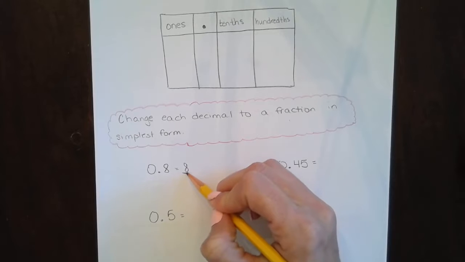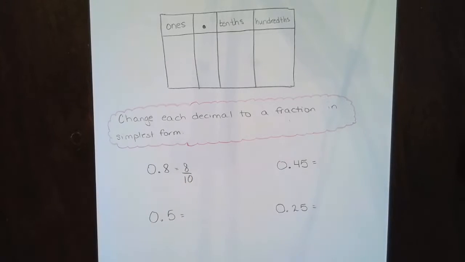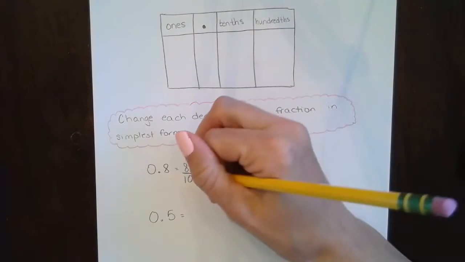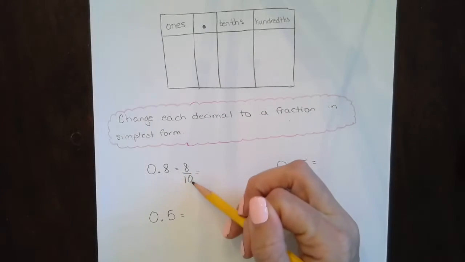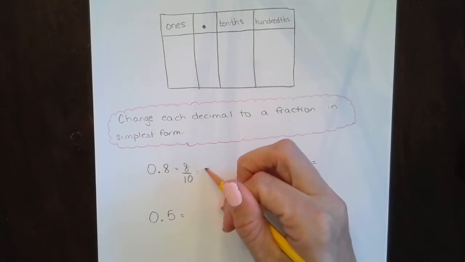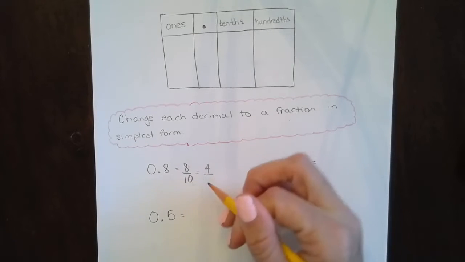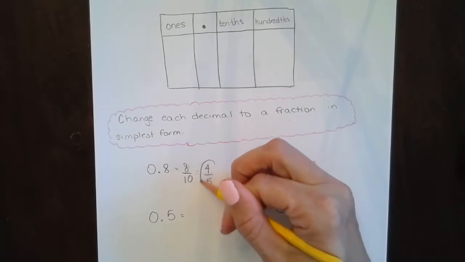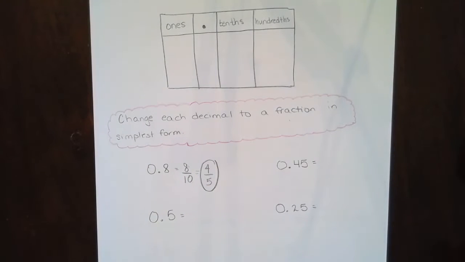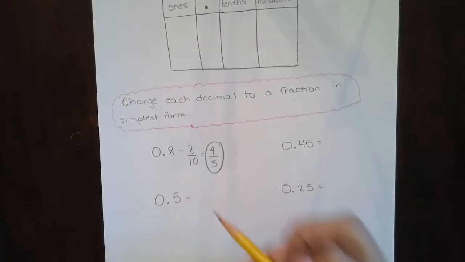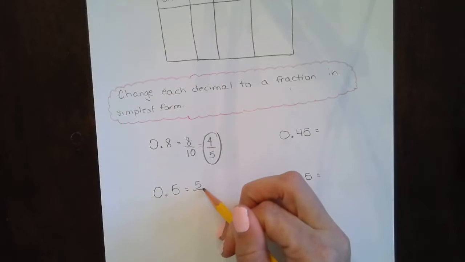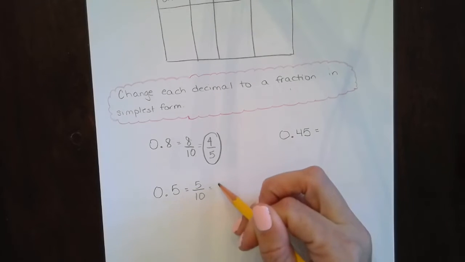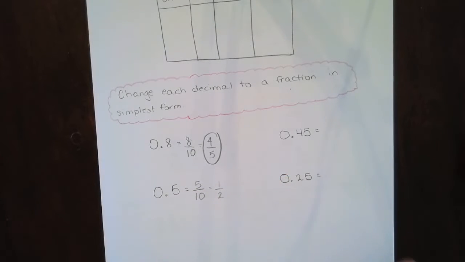And then think to yourself, what does that look like as a fraction, right? And that just looks like 8 over 10. And we can simplify that by dividing both of these by the greatest common factor, which is 2. And 8 becomes 4, and 10 becomes 5. So 4/5 is the same as 8 tenths in simplest form. Here, 0.5 is also pronounced 5 tenths, okay? That's written as 5 over 10, which simplifies to 1/2.